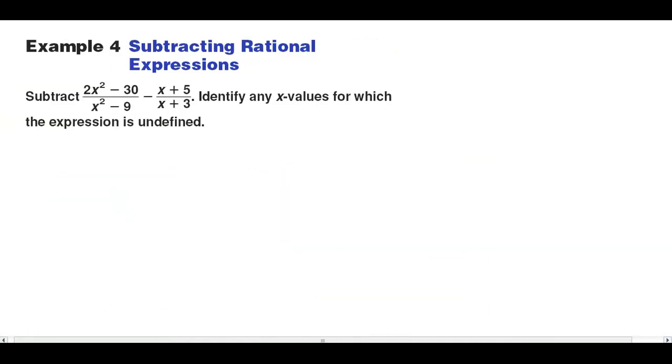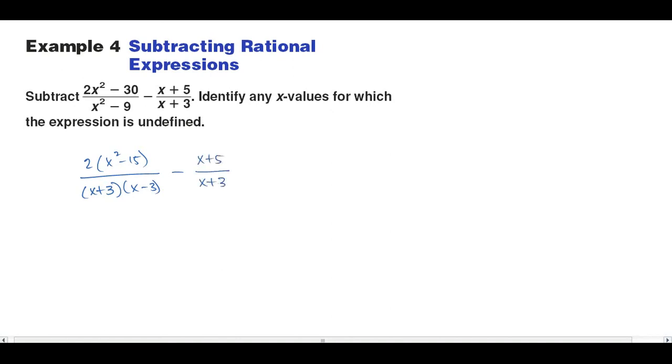All right, I will warn you that subtraction is always the tricky one. It's done the same way, and I probably could have done it in that last clip, but I didn't. So here we go. First thing I would do is factor. I'm going to factor out that 2 and be left with x squared minus 15. Darn it, I was hoping that factored. Ooh, difference of squares in the bottom: x plus 3, x minus 3. And then we have minus an x plus 5 over an x plus 3.